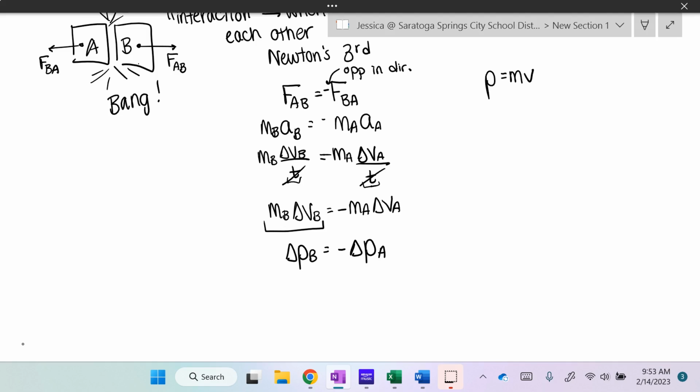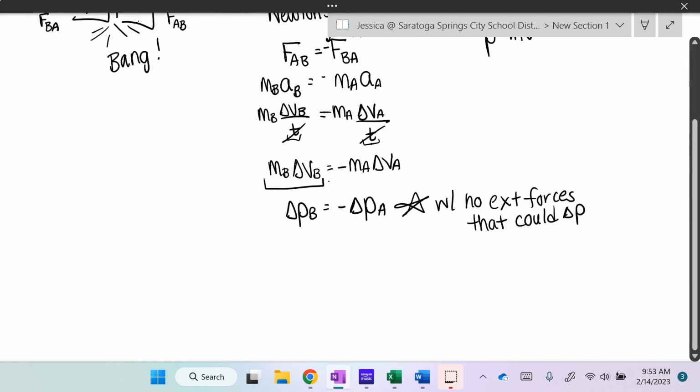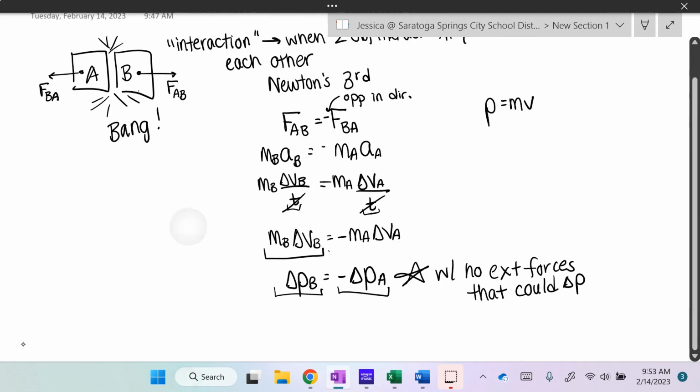So what this tells us is in any interaction where the speed is changing, the change in momentum of object B should be equal and opposite to the change in momentum of A with no external forces that could change momentum, like friction, etc. Okay. Now, these are the individual momentums, but what if we want to think about the system as a whole?